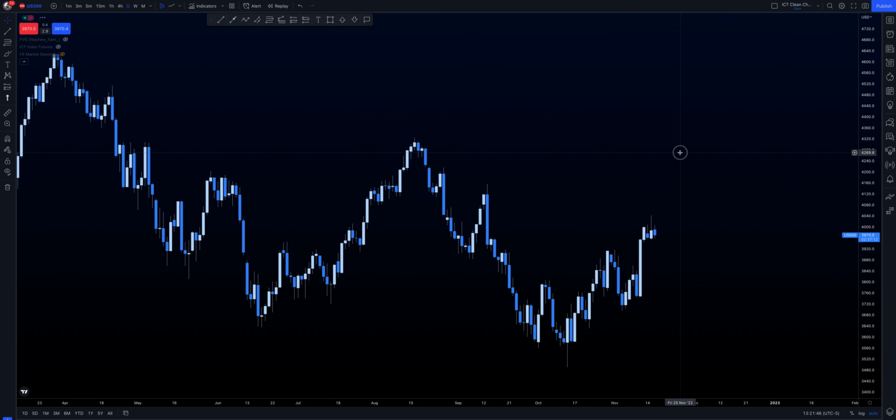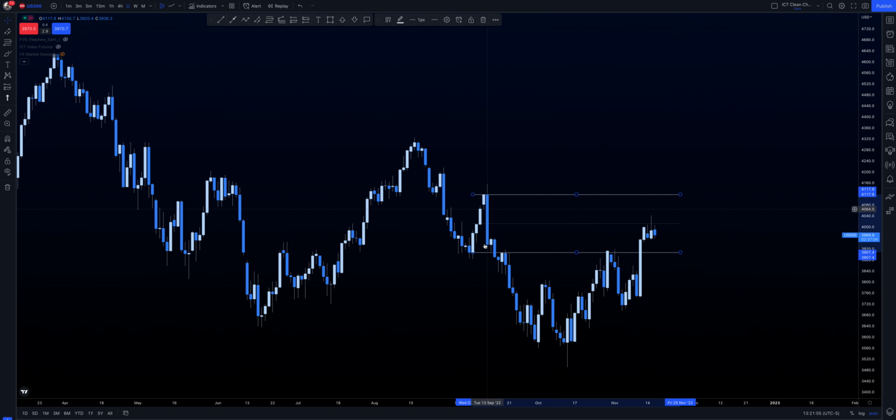So if I first and foremost draw that in using my parallel channel, you can see how these levels are really well respected. So we've actually broke up into that, and we had fallen just short of the mean threshold, and we were starting to stall basically within this region.